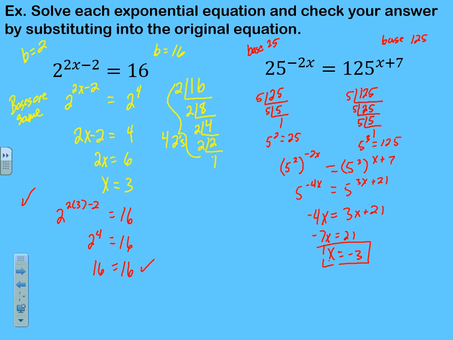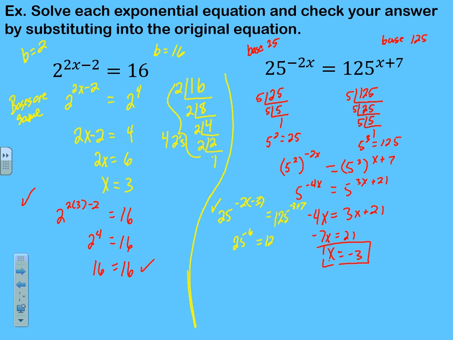So here is the solution to the problem, and let's do a quick check on that one just to make sure. So let's check that one. If I say 25 to the negative 2 times negative 3 power equals 125 to the negative 3 plus 7 power, well, this is going to give me 25 to the 6 power.